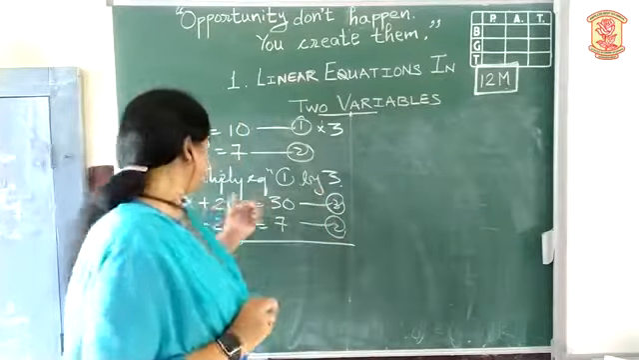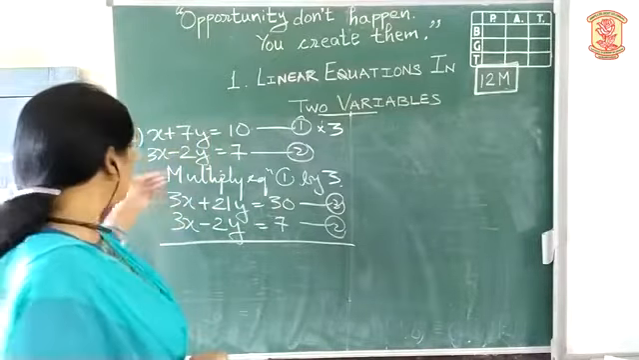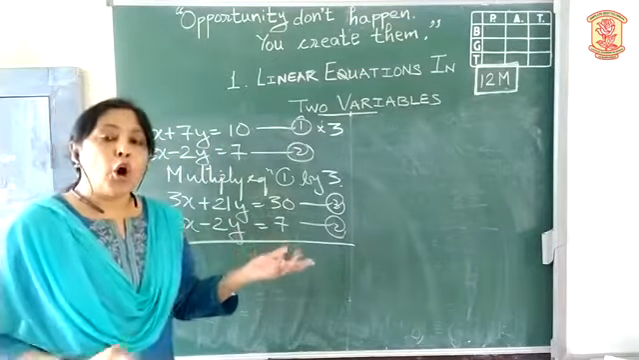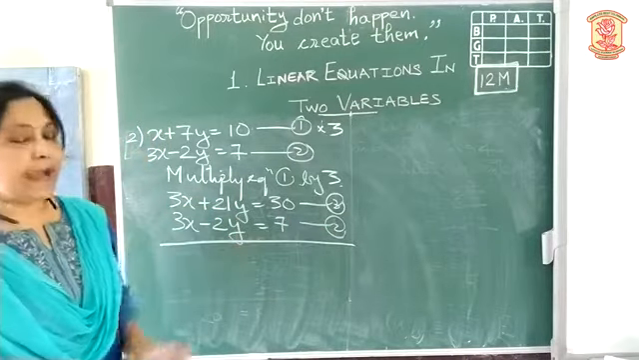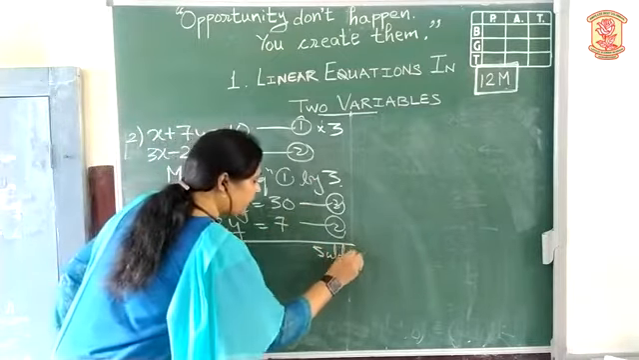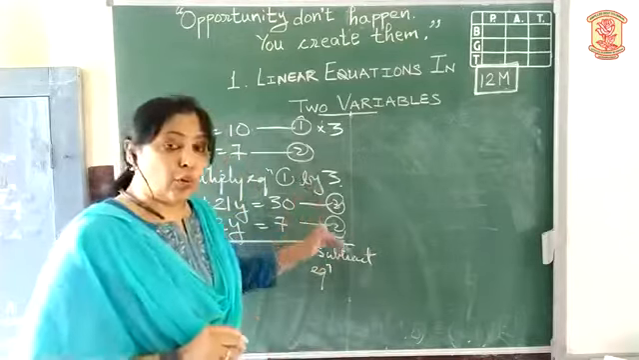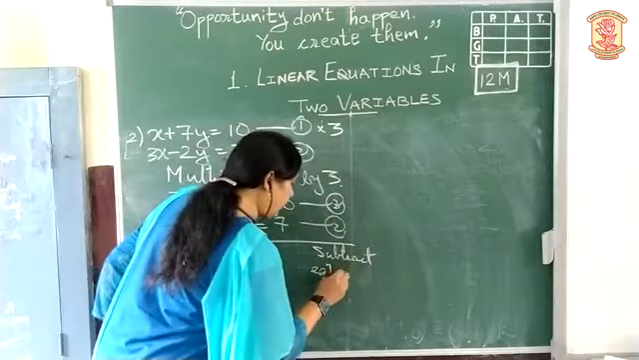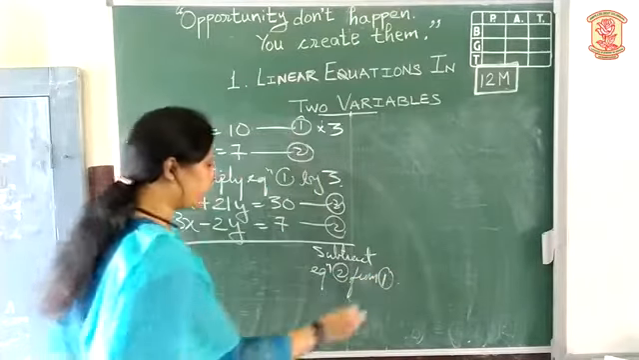Now we see that the coefficient of the variable x is the same, but the signs are also the same. We need opposite signs to eliminate the term, that is, to remove the term. So again we carry out subtraction. Always we have to write the lower one subtracted from the upper one. Subtract equation 2 from the third, sorry.